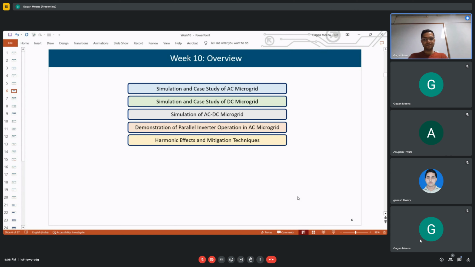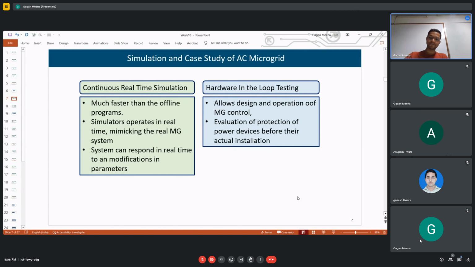Before starting with the demonstration, whatever demonstration we do, first of all, why do we need to carry out the simulation? Can you tell why we need to go for simulation and testing before actual implementation? To study the system, simulation is required first. Then only we can implement in real time. Yes, it is correct.